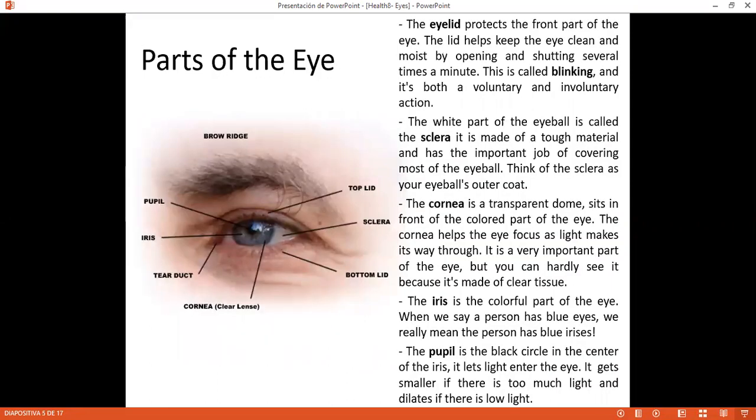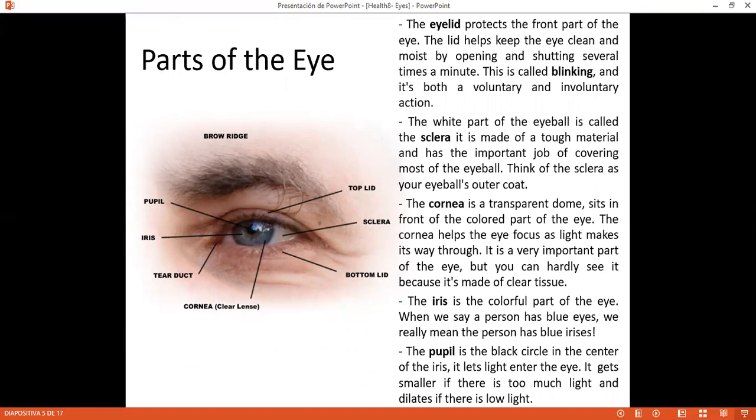So for the outer part, we have the brow ridge, which holds our eyebrows. There are two because we have a pair of eyes. We have the lids or eyelids, the top lid and the bottom lid. The top lid is immediately located after the brow ridge or the eyebrow, and the bottom lid is on top of your cheeks. We have also tear ducts where the tears come from.